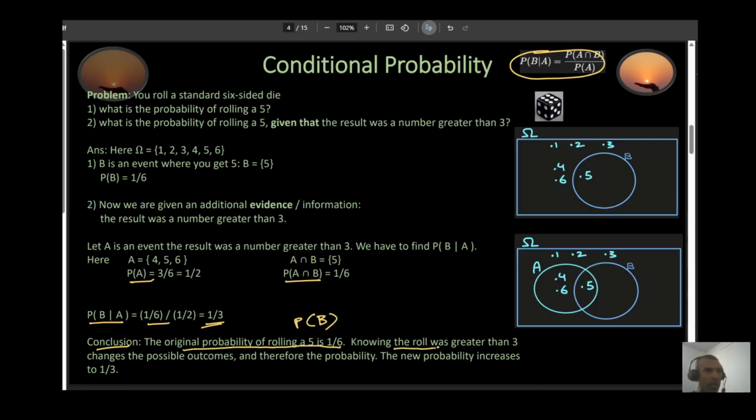Now knowing that the roll was greater than 3, okay, this was my evidence. It changed the possible outcomes and therefore the probability. The new probability now increased to 1 over 3. So this was my probability of B initially. I got some new evidence, and based on the new evidence, now my probability of B, given that A has taken place, it changed. So this was originally 1 over 6 and now it became 1 over 3 based on this evidence.